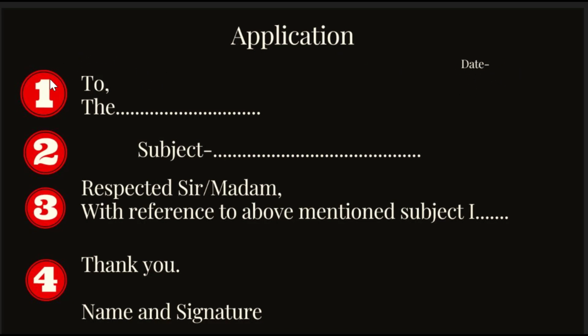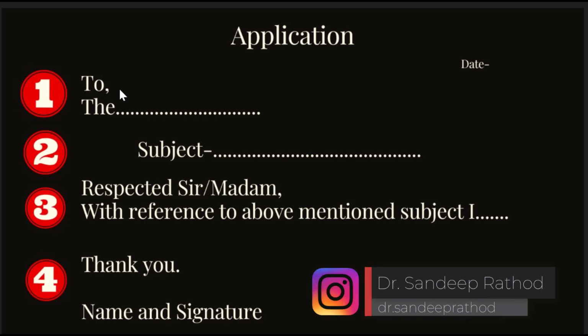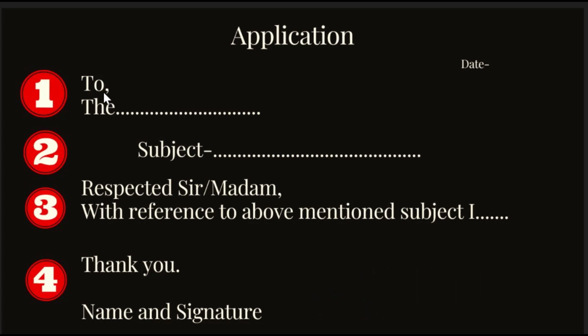And let us move to the first part of the application. The first one is to whom you're addressing. Let's say, for example, if you're writing an application to a principal, when it comes to colleges and institutes, it can also be to the director. So it will be to the principal, then the name of the college, the name of the institute. That is the one to whom you're writing this application.